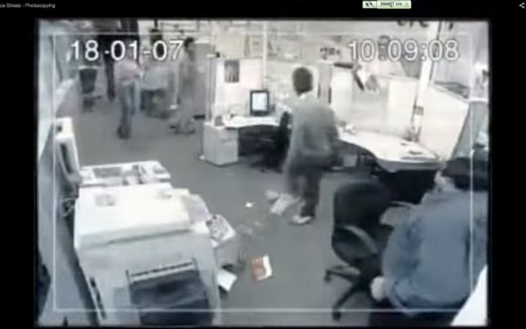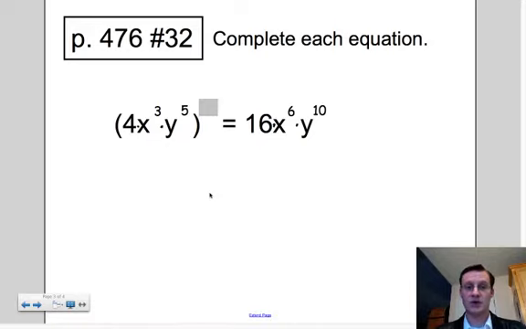So hopefully we don't have a meltdown like that, but let's try to see if we can do one of these problems. Now in this problem they're asking us basically what is this exponent going to be here. We're going to complete each equation. So 4 times x to the third times y to the fifth raised to some power equals 16 times x to the sixth times y to the 10th. Now you could probably just look and say, 4 to what power gives me 16? And if you said 2, you would be right.